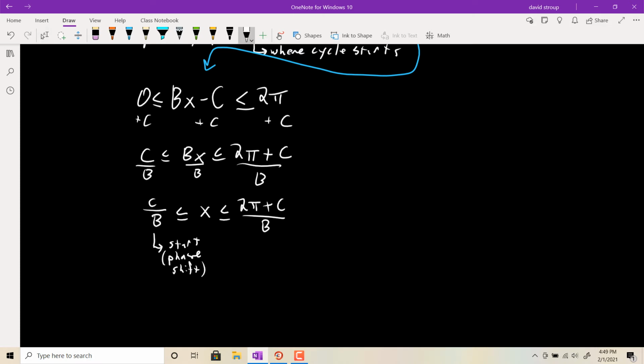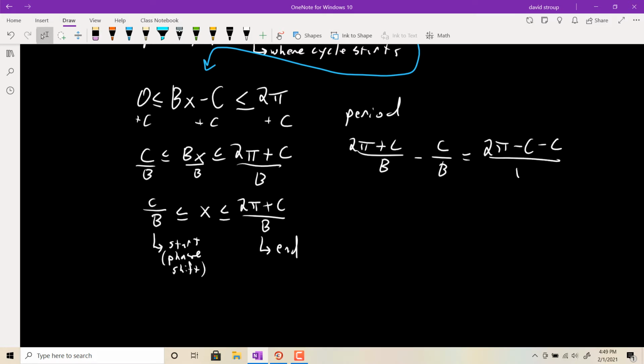And then this is your end place on the right-hand side, the end of the cycle. The period is found just by subtracting these two. So the actual length of the period, I'll write over here, will be the endpoint subtracted: 2 pi plus c over b minus c over b. They have a common denominator, so you just subtract the numerators over the common denominator.